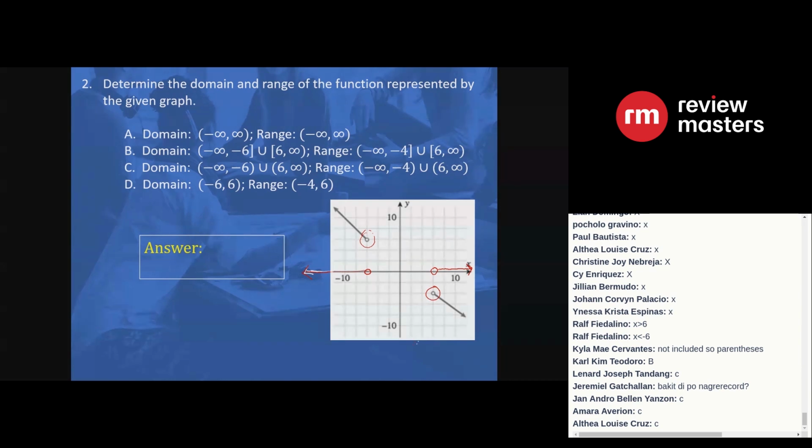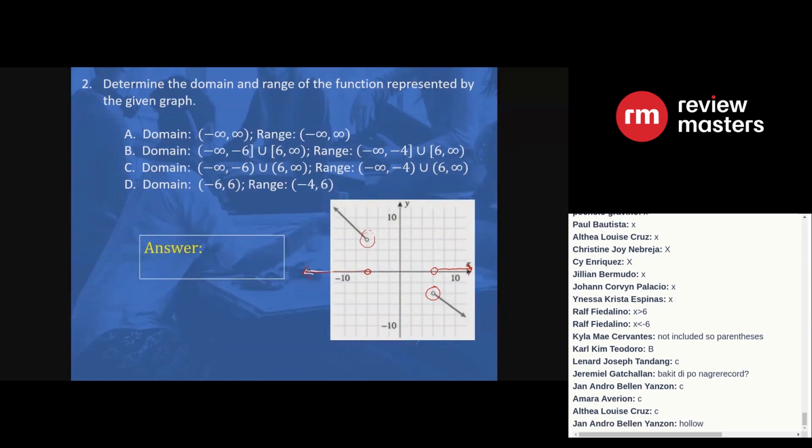Carry bells? Maliwanag. So obviously, ang sagot na ay letter C. So kahit hindi natin i-check yung domain. Pero since nandito na tayo sa topic na to, i-check na rin natin yung range.